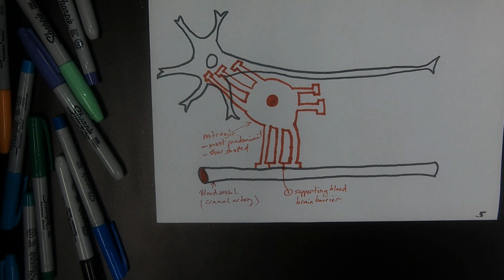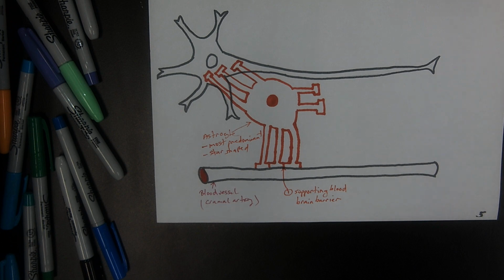Essentially these guys are in charge of making sure that things that you don't want in the CNS don't come in from the blood vessel. It's going to be the first function of the astrocyte I'd like to consider.